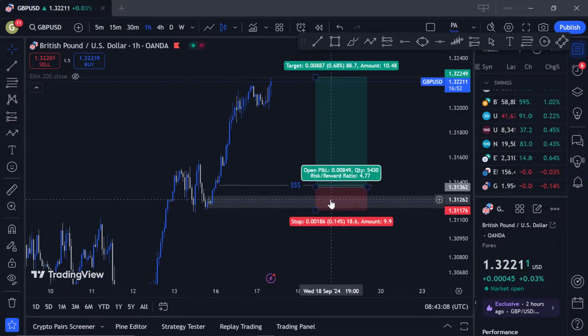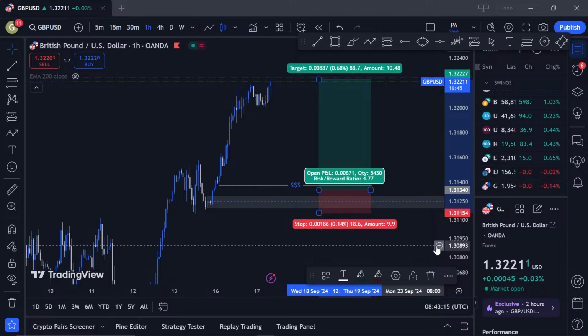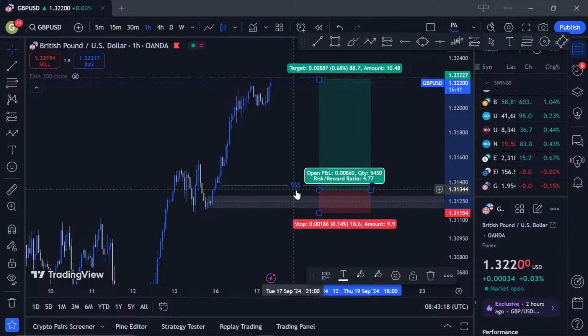So this is it for GBP USD. We'll be waiting for the market to come back down to this 1.31250 level. Once you get to this level, tap into this demand level and give us a bullish close on the 30-minute time frame, then we are going to take our buy from there.